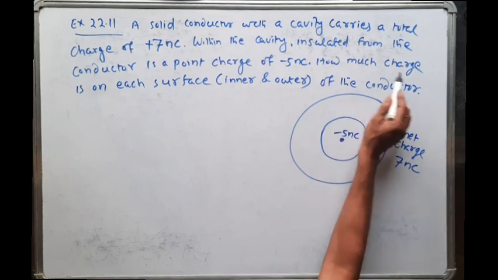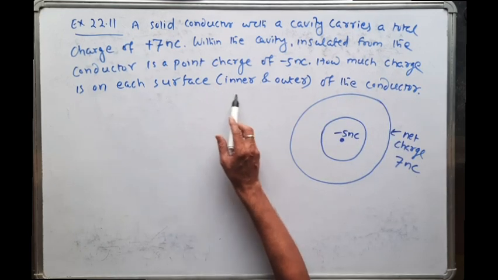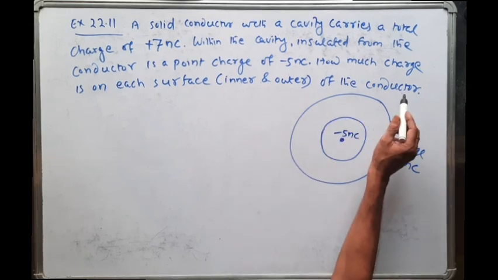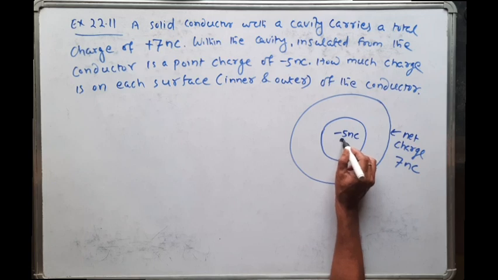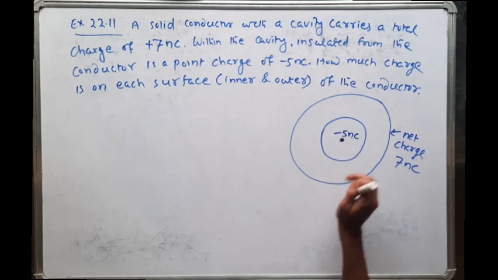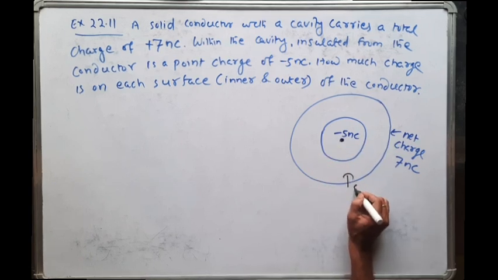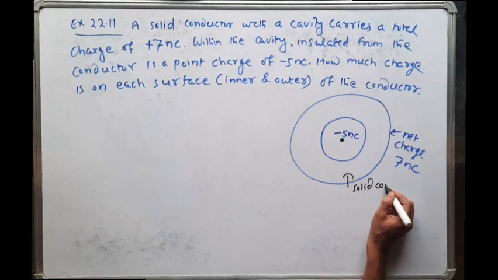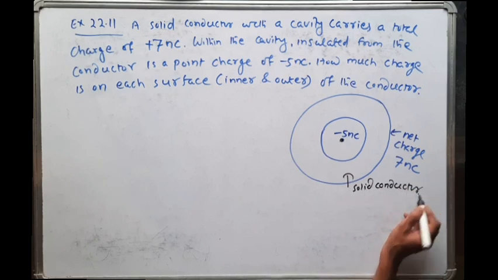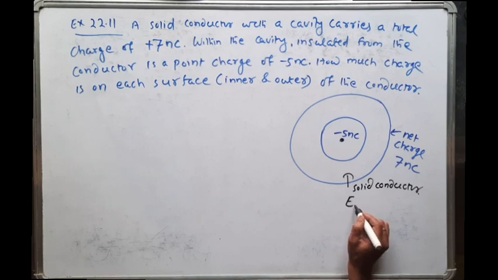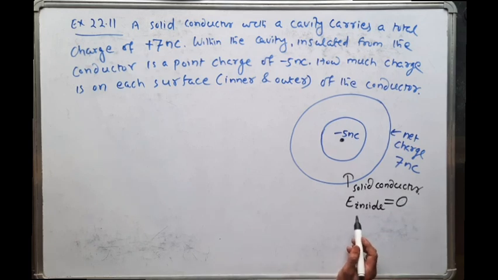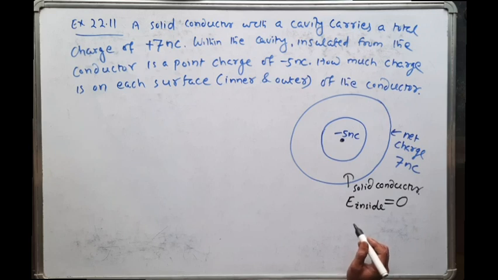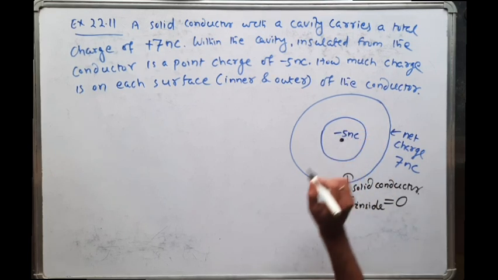The question is how much charge is on each surface, that is inner and outer, of the conductor, and how the charge will be distributed. Now see, at the center there is a minus 5 nanocoulomb, and this is a solid conductor. We know the electric field intensity inside a solid conductor is always equal to 0. We have already proved this. So now we will apply the Gauss law.